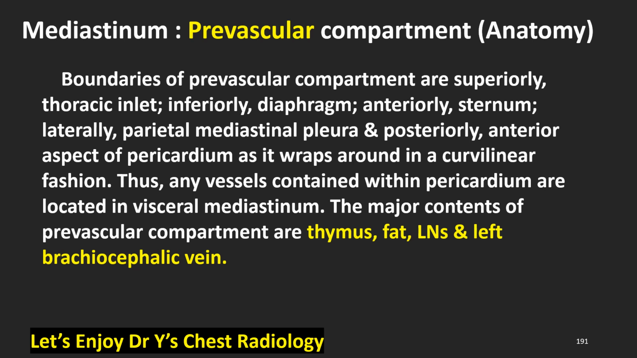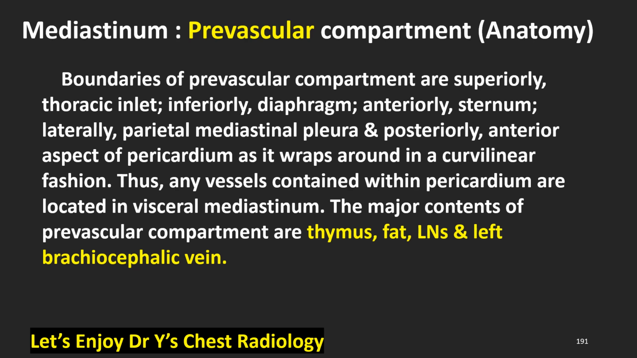Mediastinum prevascular compartment anatomy. Boundaries of prevascular compartments are superiorly thoracic inlet, inferiorly diaphragm, anteriorly sternum, laterally parietal mediastinal pleura, and posteriorly anterior aspect of pericardium as it wraps around in a curvilinear fashion. Thus, any vessels contained within pericardium are located in visceral mediastinum. The major contents of prevascular compartment are thymus, fat, lymph nodes, and left brachiocephalic vein.